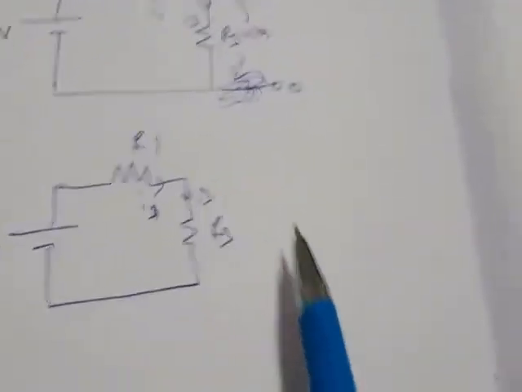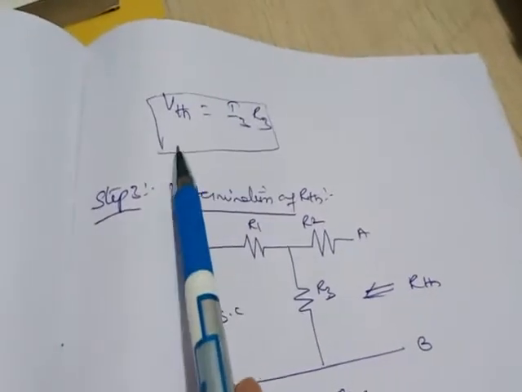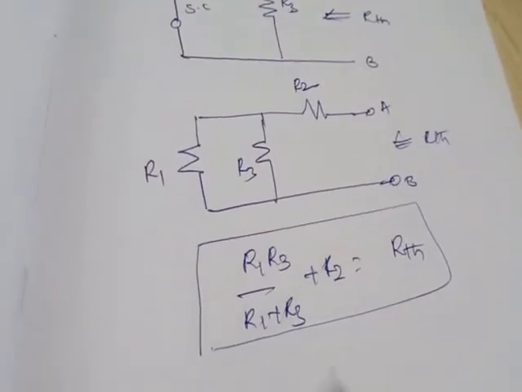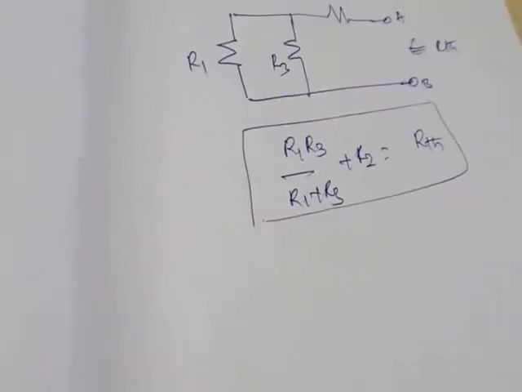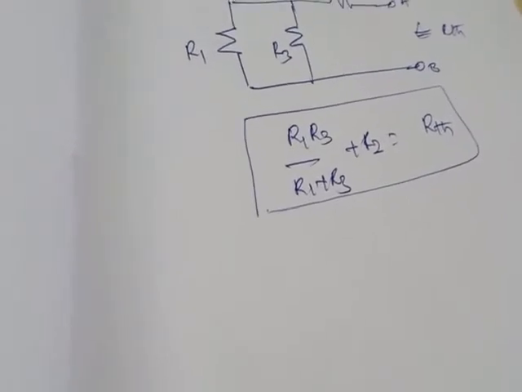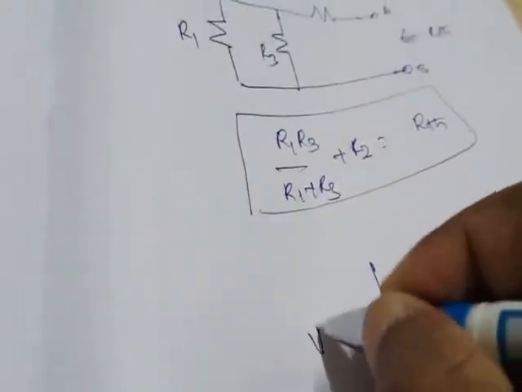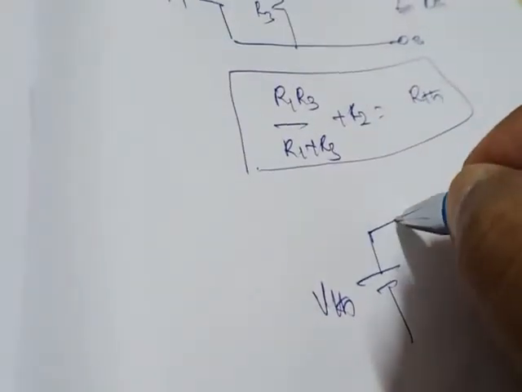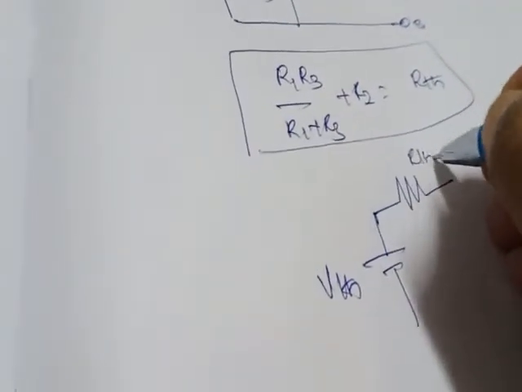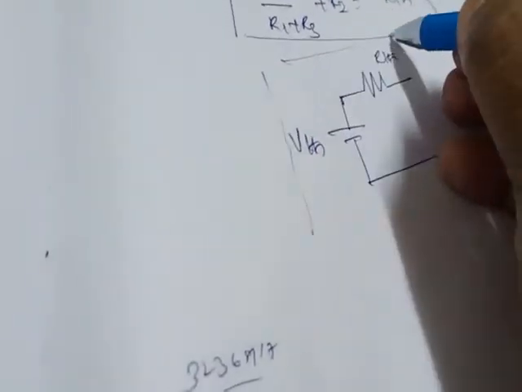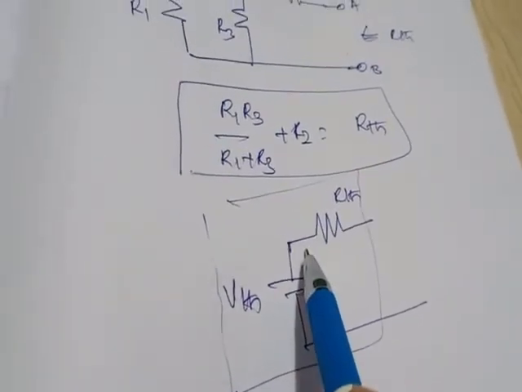Now we got VTH and RTH. What does the Thevenin theorem state? That it has to be represented with an equivalent circuit consisting of V Thevenin's, that is VTH, in series with RTH. So this is the equivalent circuit of Thevenin's theorem: V Thevenin's in series with RTH.